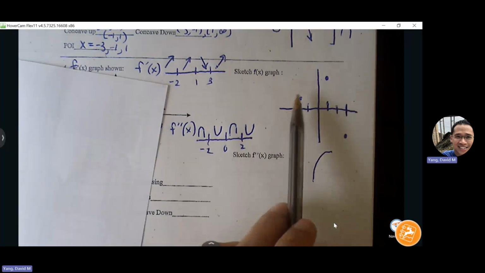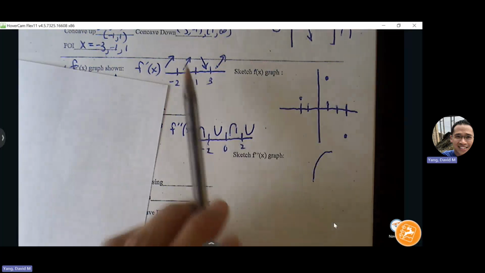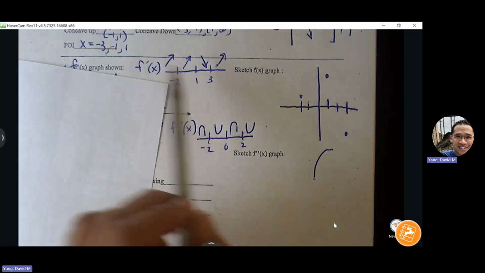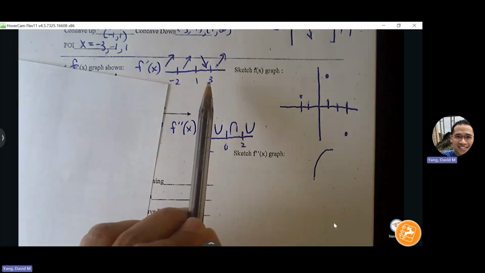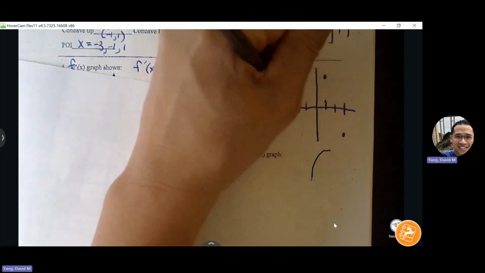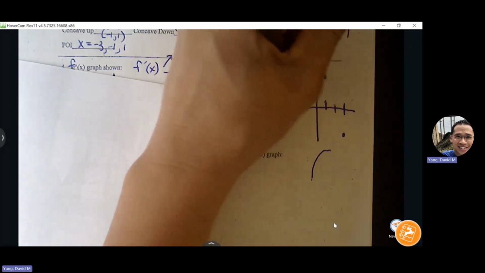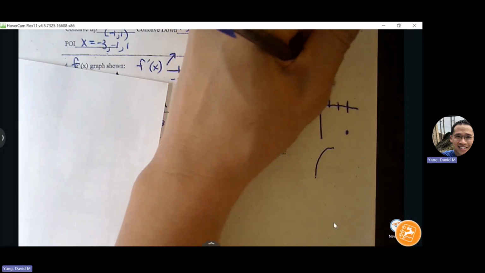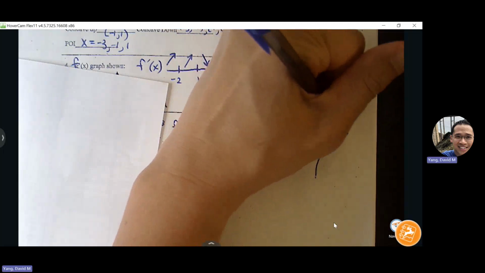Because I want my graph to rise, rise, fall, and rise. So just based off these arrows, now, your points may be different than mine, which is fine. We just want to make sure that the movement of our arrows are the same. So we want to rise to -2, flatten out, rise to a relative max at 1, fall to a relative min at 3, and rise after that.